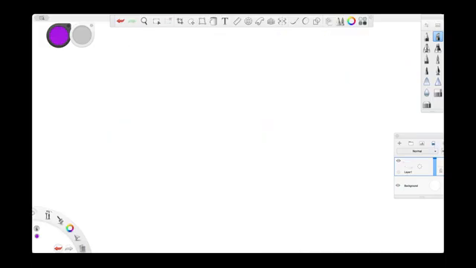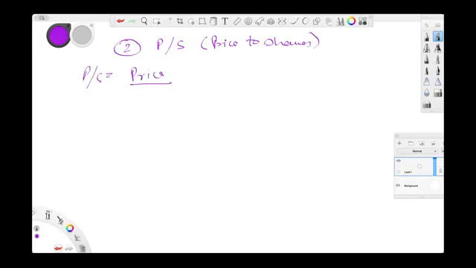Now comes another ratio. If we are not able to use P by E, then which one to use? Another multiple we can use is P by S, price to sales. Again, in this case, on the numerator we will have the market price, and sales is basically revenue, and it is revenue per share.